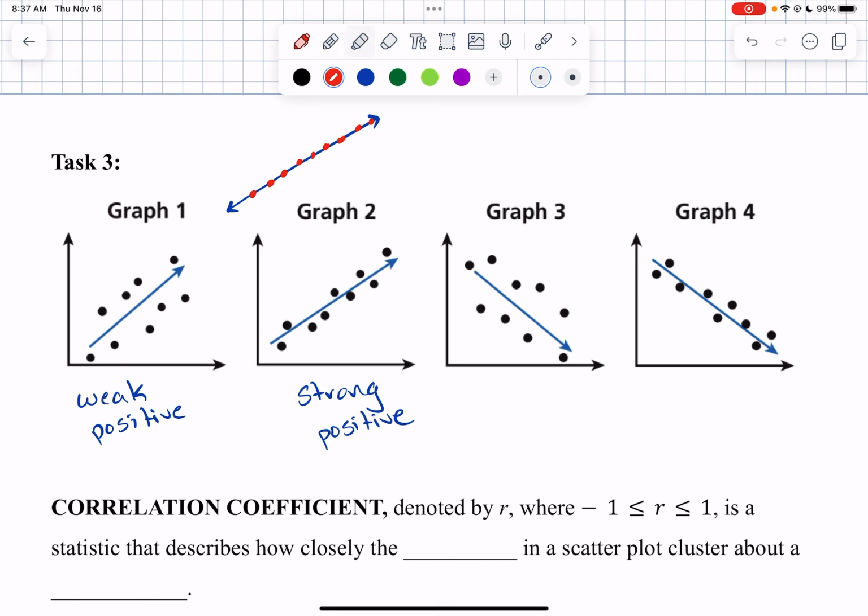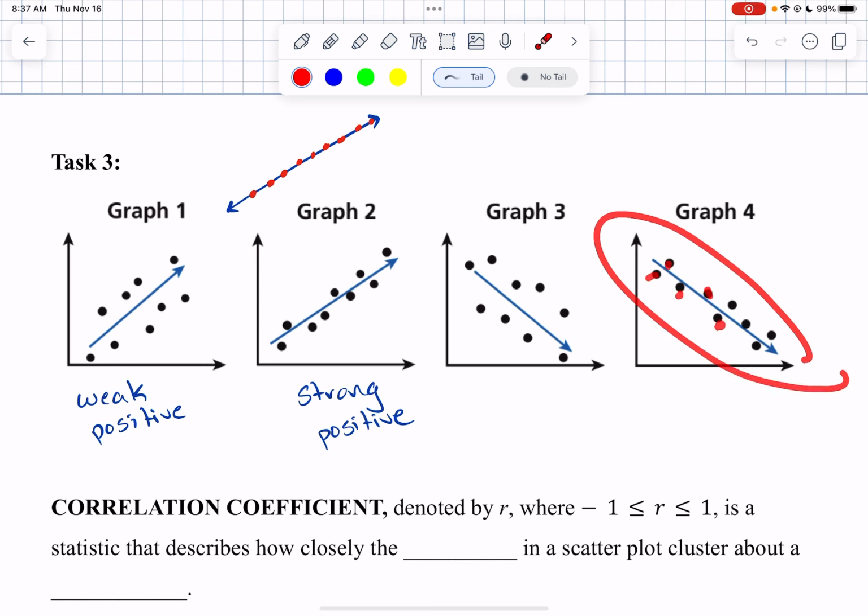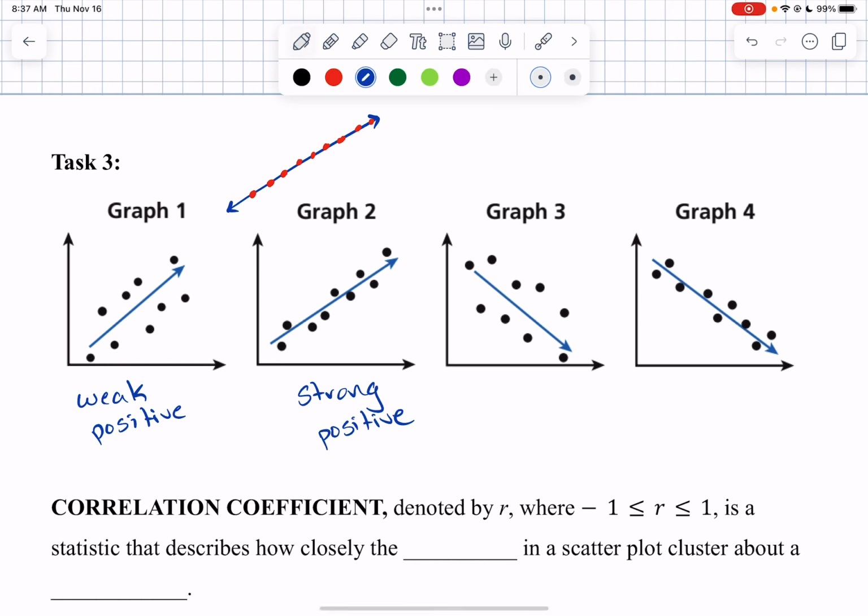And once we learn in the next section, we can describe it better than just weak or strong. We'll actually put a number value to it. Okay. So now in graphs 3 and 4, both of these have negative correlations, but again, in this one all the points are really close to the line. This one, they're farther away. So this first one has a weak negative correlation, and this other one has a strong negative correlation.